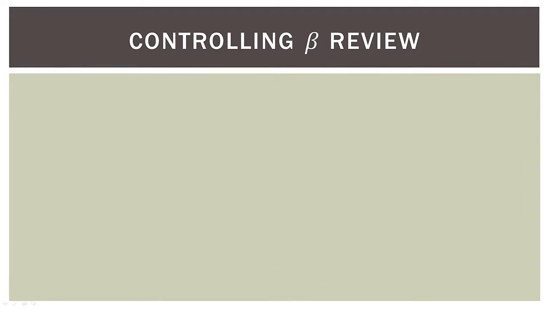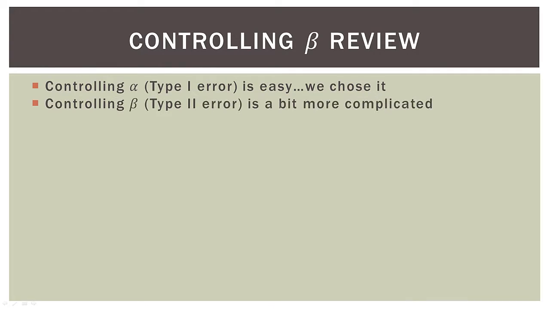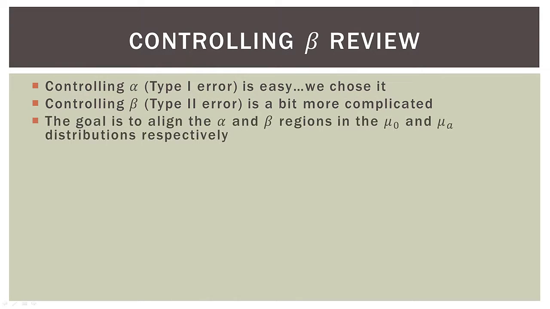So a quick review of controlling beta, and then we are done. So remember, controlling alpha, or the type 1 error, is easy. We just choose it. So 0.05, 0.01, 0.10, whatever. Controlling beta, however, the type 2 error, is a bit more complicated.